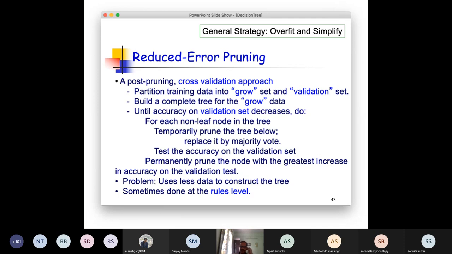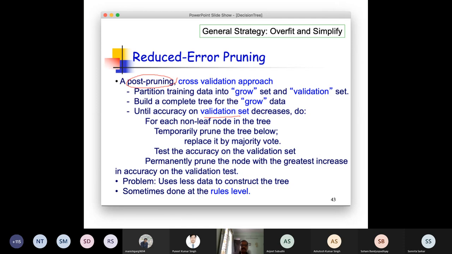Sir, question: is this a post pruning or pre pruning process? This is post pruning. The cross-validation approach, it is written here also, post pruning. Because whatever you are doing, after pruning you are checking the accuracy. So there is a validation set on which you are checking the accuracy.